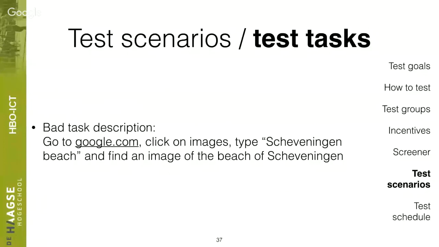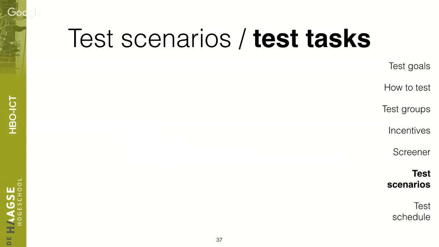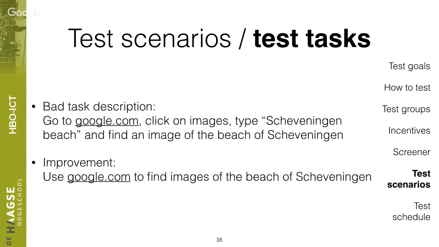Okay, so this is also a bad test description, and your job, guys, is to find out what is bad in this description. So go to google.com, click images, type Scheveningen beach, find an image of the beach of Scheveningen. So it's clear what the problem here is. Yes, you're telling them exactly what they need to do. All right? So a better description of this task will be use google.com because I want to test google.com, and then the goal is to find pictures of Scheveningen beach.